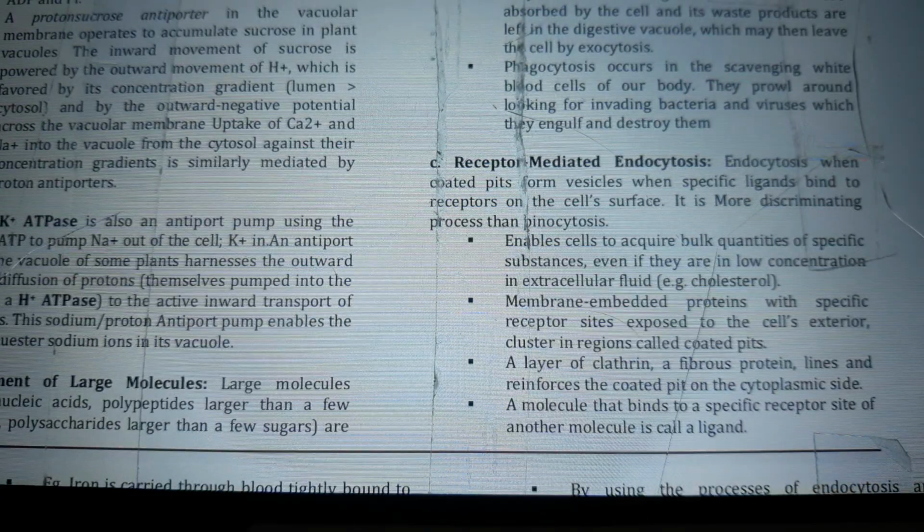A proton-sucrose antiporter in the vacuolar membrane operates to accumulate sucrose in plant vacuoles. The inward movement of sucrose is powered by the outward movement of hydrogen, which is favored by its concentration gradient. That is, the hydrogen concentration in the lumen is greater than in the cytosol. And by the inside-positive potential across the vacuolar membrane, uptake of calcium and sodium into the vacuole from the cytosol against the concentration gradients is similarly mediated by proton antiporters.